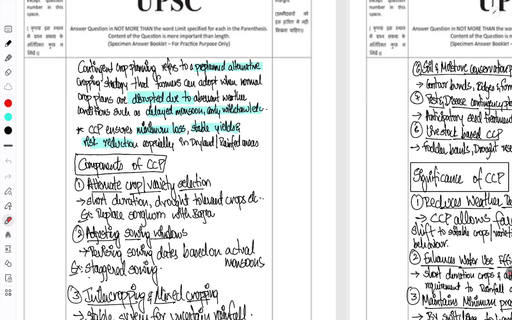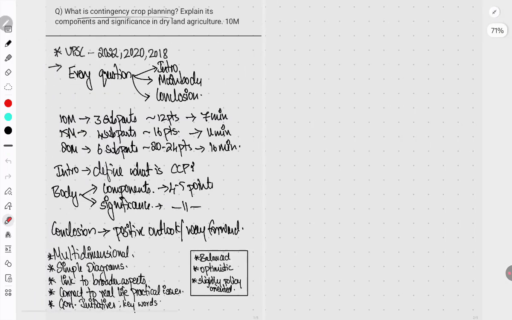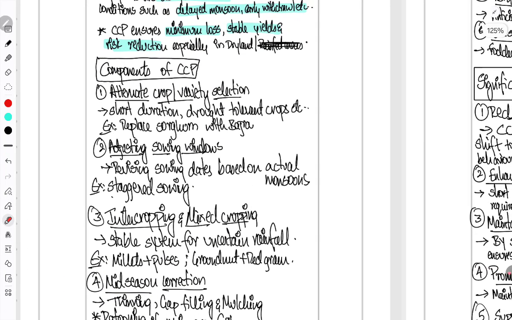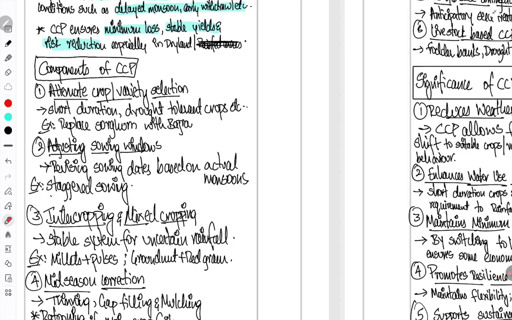When we start with a basic definition, contingency crop planning refers to a pre-planned alternative cropping strategy that farmers can adopt when the normal crop plan fails, which may be caused by a delayed monsoon or early withdrawal. Immediately after the definition, we'll write a simple point: it ensures minimum loss, stable yield and risk reduction, especially in dryland or rainfed areas. Since the question directly asks about dryland agriculture, we can skip this part, right?